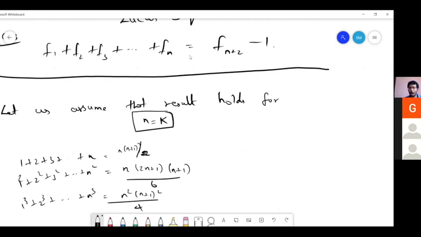How do we approach this problem? This ratio of Fn by Fn minus 1, as you keep increasing the value of n, approaches a particular value, right?